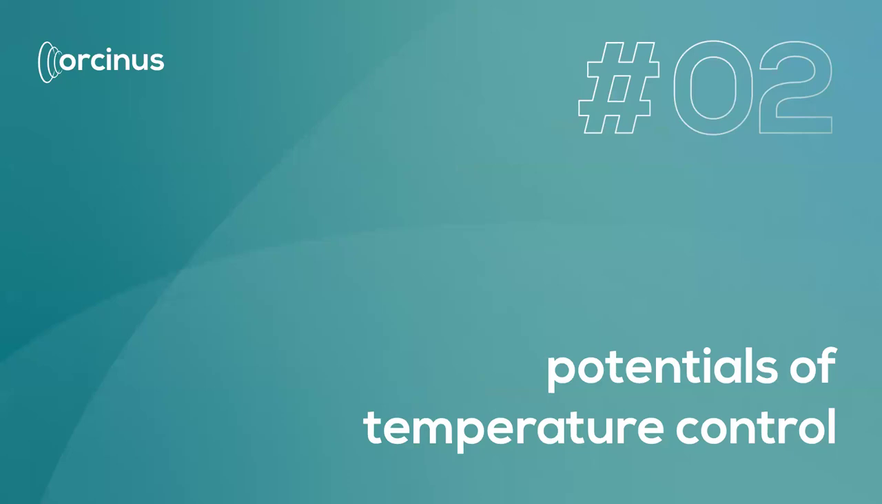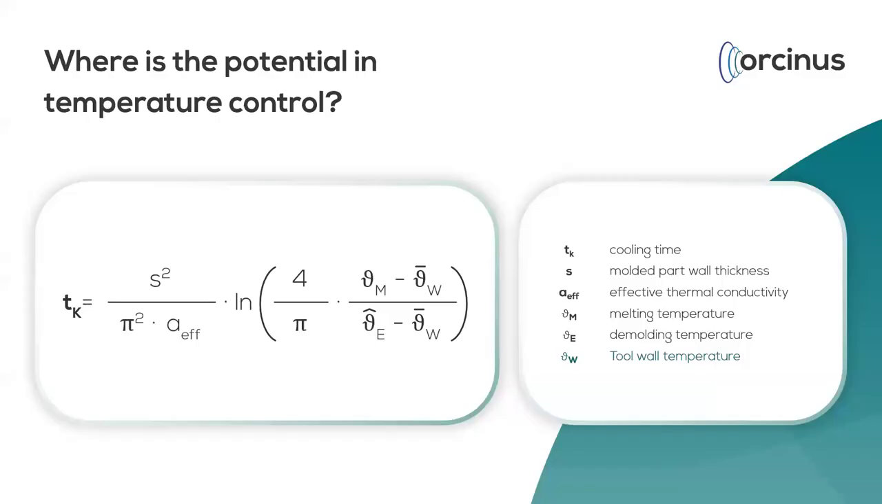We're talking about temperature control today. So let me first of all introduce the potentials of temperature control. And here, don't worry, I don't want to make it too much of a maths lesson, but to explain the potential, we have to take a short look at this formula, because overall it is the cooling time which is part of the price of a plastic part.